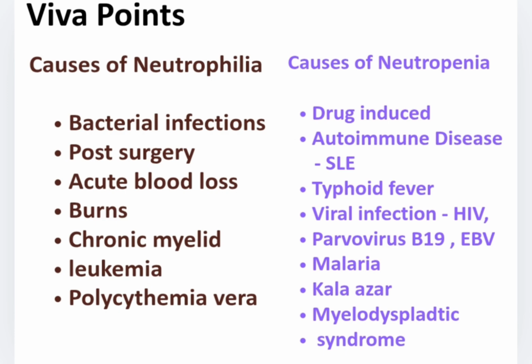An increase in neutrophil count is called neutrophilia. Causes are bacterial infection, post-surgery, acute blood loss, burns, chronic myeloid leukemia, and polycythemia vera. A decrease in neutrophils is called neutropenia, and causes are drug-induced, autoimmune disease like SLE, typhoid fever, viral infections like HIV, parvovirus, EBV, malaria, kala azar, and myelodysplastic syndrome.